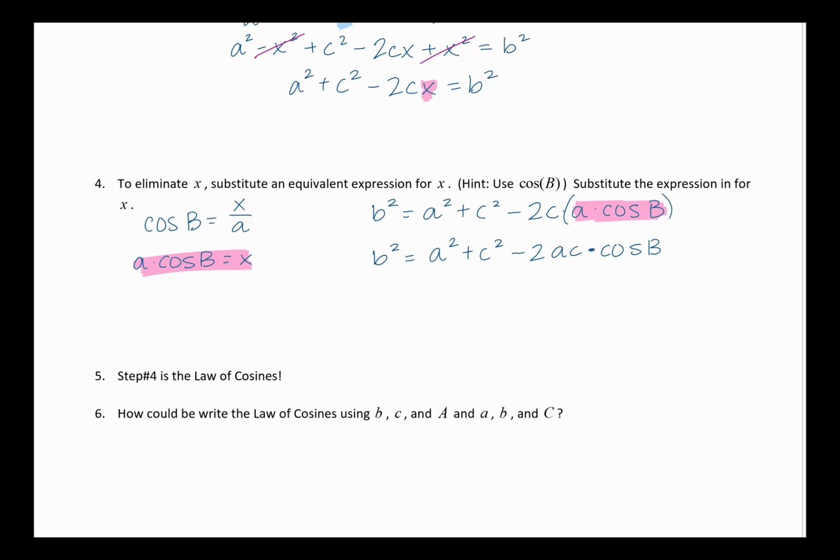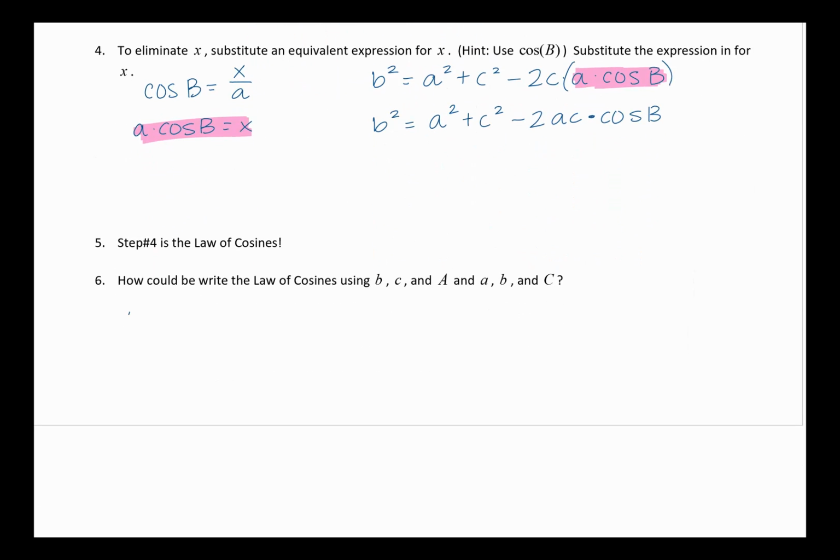And that is your law of cosines. So we actually have the law of cosines. We can write it with any of them. And if you notice, this kind of looks like the Pythagorean theorem, and then we're subtracting all this stuff. And you'll notice that a and c are both located here as well.